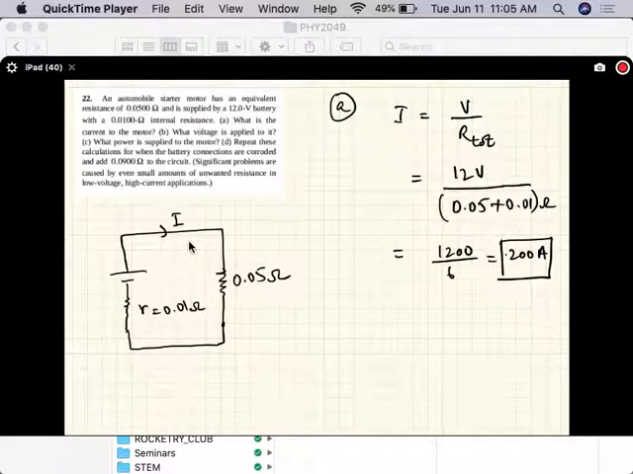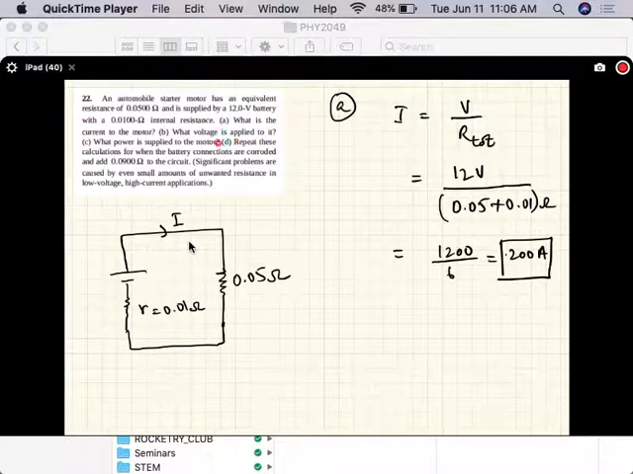So to get your car started, what you need is a current of 200 amps. As a comparison, your dishwasher and, well, your washing machine probably runs on 10 amps or something like that. So to crank your car up, you need roughly like 20 washing machines.